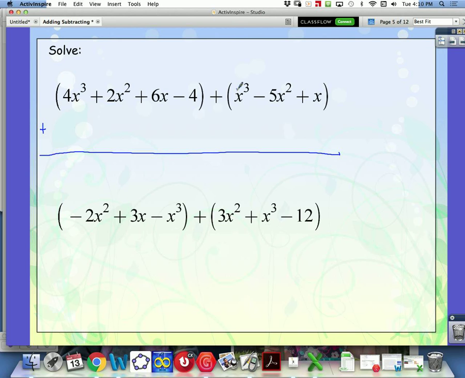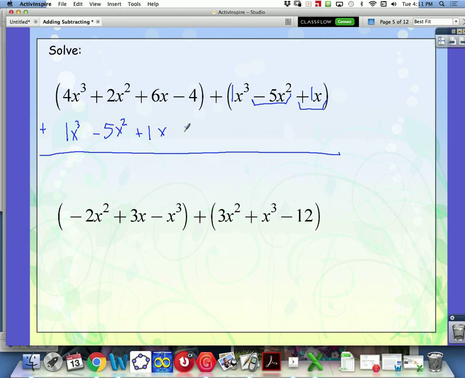So what we're going to do is we're going to say this is an x cubed, and remember if there's no number in front, that means it's 1. And I'm just going to line up my 1x cubed under my 4x cubed. Then this says minus 5x squared, so we line it up under the 2x squared and put minus 5x squared. And then our last one says plus 1x, so I'm going to put my plus 1x under here.